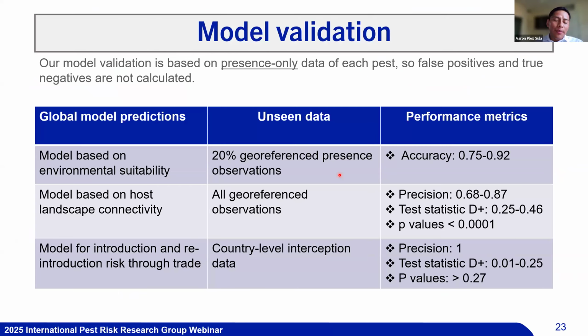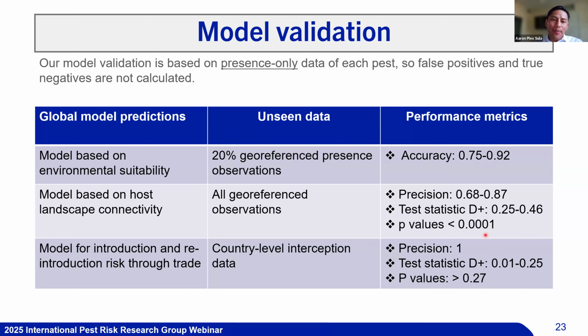In terms of validating these models, we only have presence-only data for each pest. So we were able to calculate some statistics, but not so much for false positives or true negatives for these studies. For example, for the case of environmental suitability models, we use 20% of our reference presence observations. And in general, there was a good accuracy for each of these models, depending on the model trained, but in general it goes from 75% to 92%. Usually Maxent did a relatively better job at predicting the distribution of these pathogens.